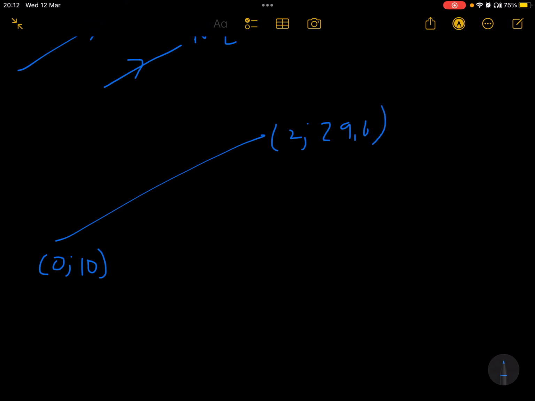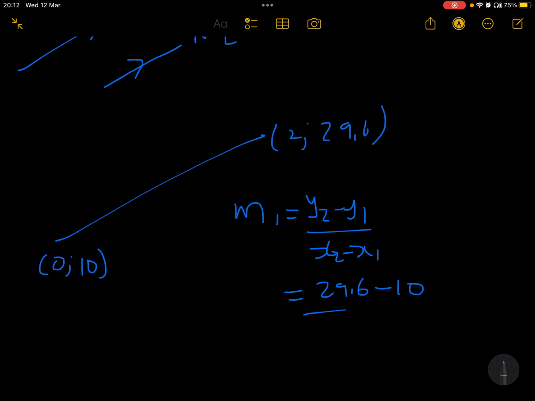9.6. In that regard, we'll have to calculate our first m1, which is the gradient, using the gradient formula, and substitute these: 9.6 minus 10 all over 2 minus 0. We get our beautiful 9.8 as a gradient. That means it's our acceleration.